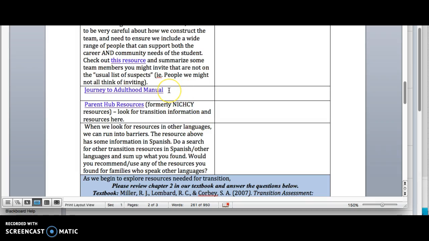This Journey to Adulthood manual has some great resources we can share with family. And Parent Center Hub, which used to be the NICHCY resources, has great information. So share what you've learned there.